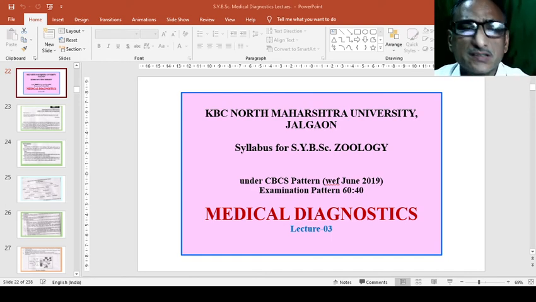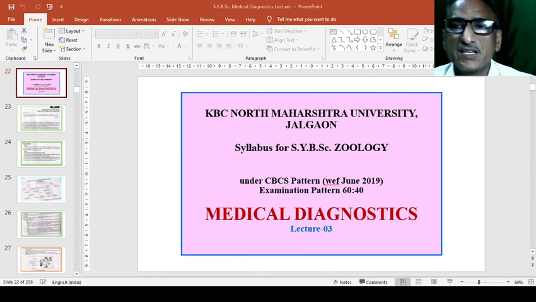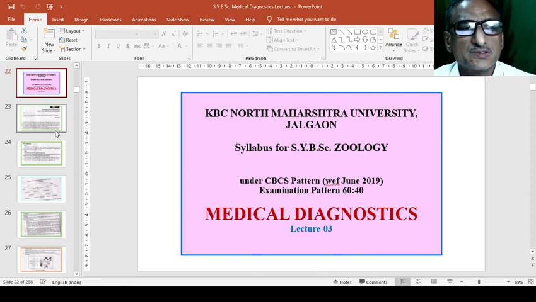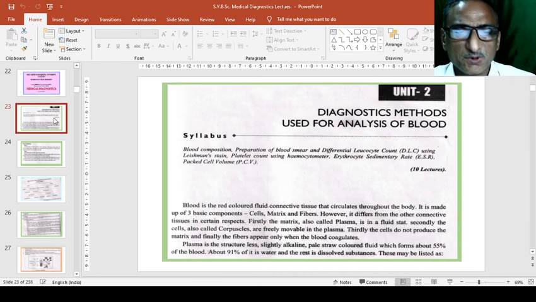Now, in the next lecture, we will see the clinical diagnosis made by blood, because blood is the main liquid body fluid. It circulates throughout the body and reaches each and every system, each and every tissue of the body, and therefore what happens there regarding their activity, their uses, their functions, their physiology, we have to see here by checking the analysis of blood. So in unit number 2 we will see the diagnostic methods used for analysis of blood.